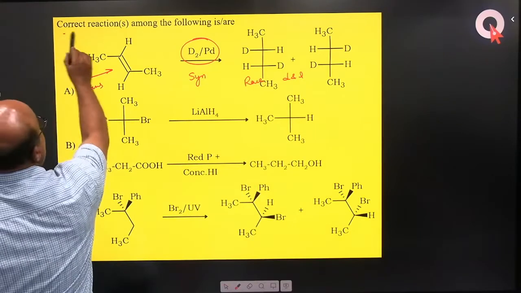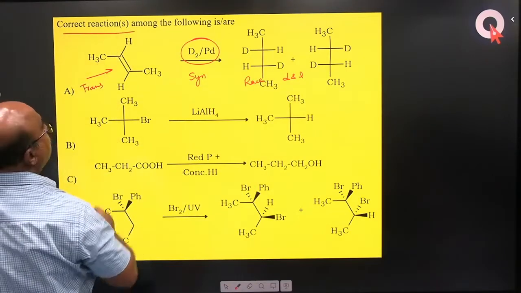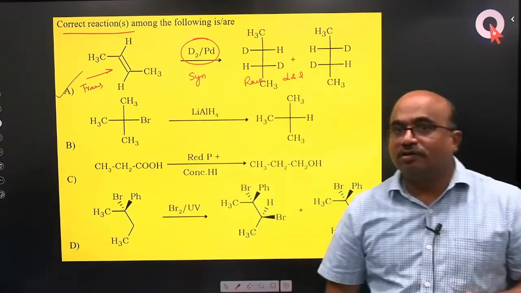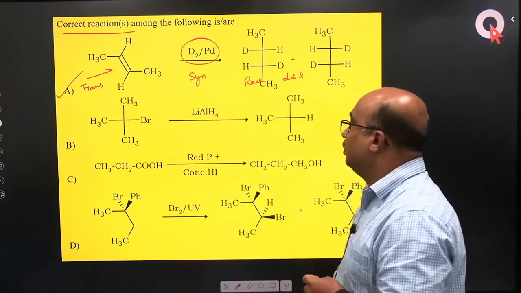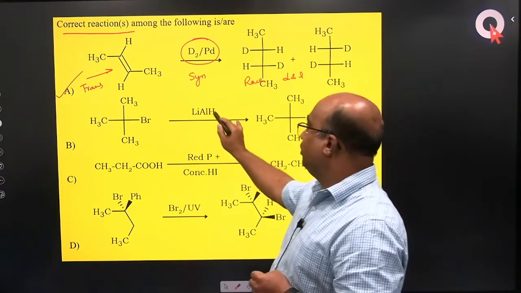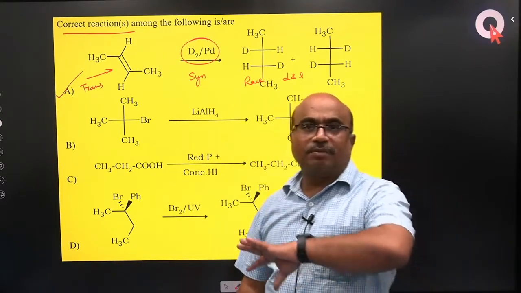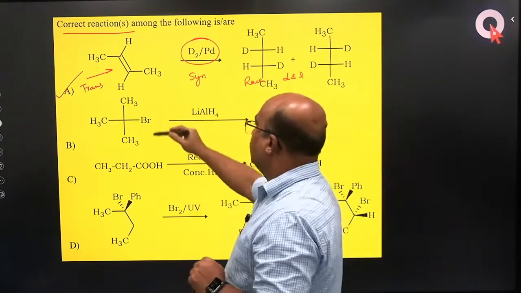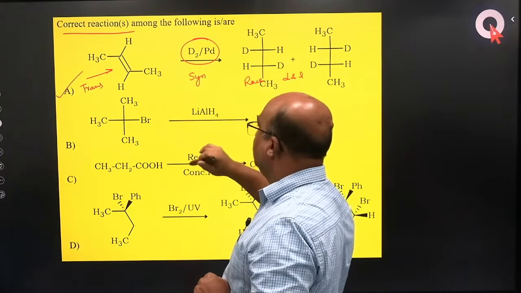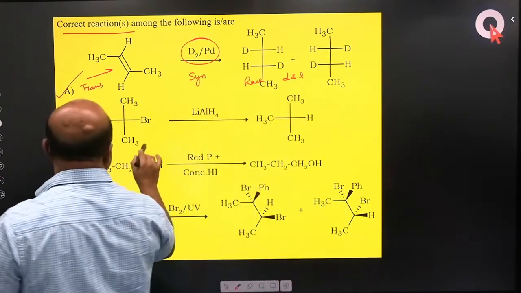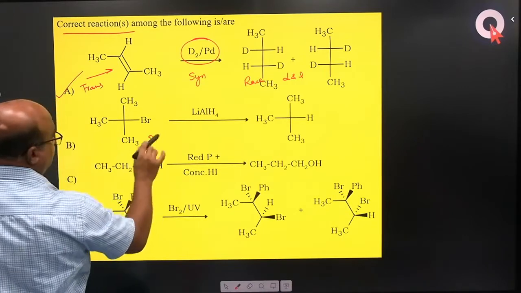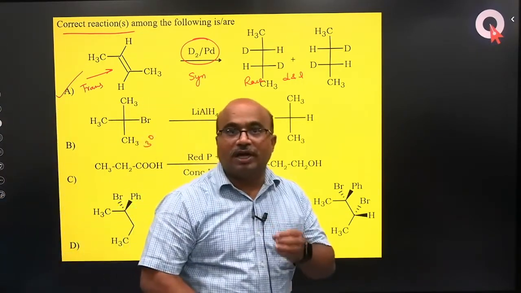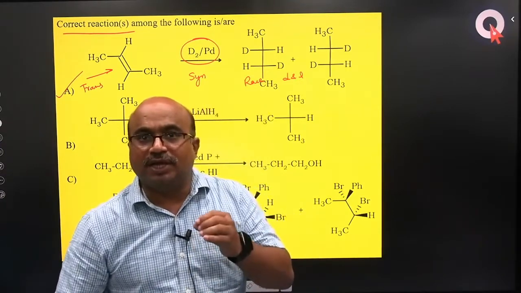So which is correct regarding the equations? The first one is correct. Trans compound, syn addition is giving a racemic mixture. But lithium aluminum hydride you are using. All these are mainly preparations of alkanes. So in this case, lithium aluminum hydride is treated with tertiary alkyl halides, with a strong hydride donor like lithium aluminum hydride, which is supplying the H minus.